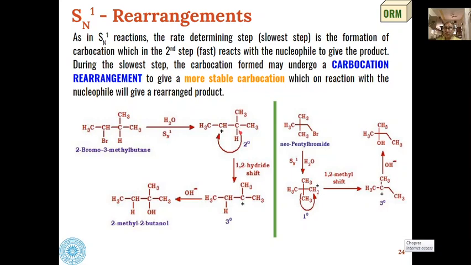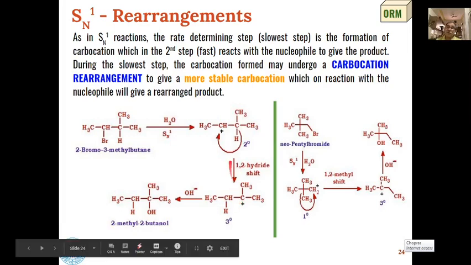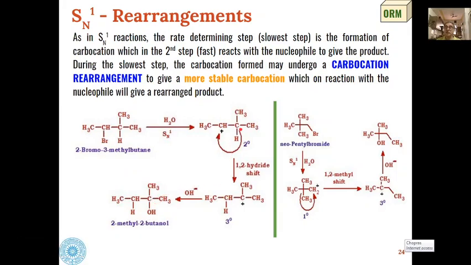And by a 1,2 hydride shift, if this hydride is shifted to this carbon, that means this carbon will now have the positive charge. And if you see the structure of this carbocation, now this is a tertiary carbocation, and we know that a tertiary carbocation is more stable as compared to a secondary carbocation. So that is why the product is formed from the tertiary carbocation and not from the secondary carbocation.